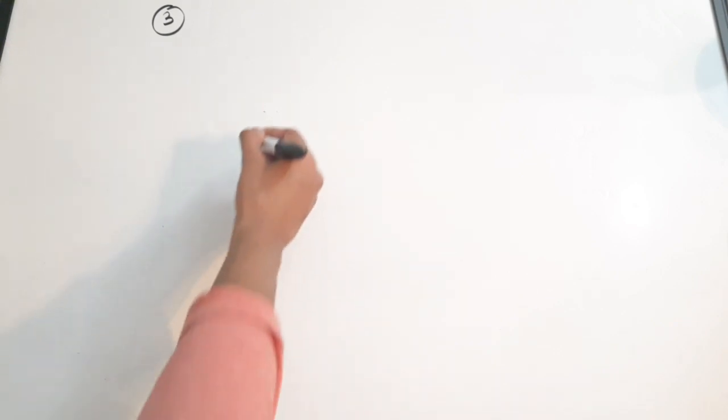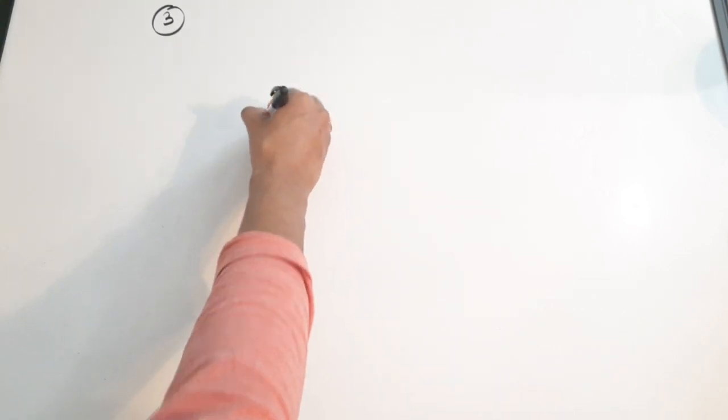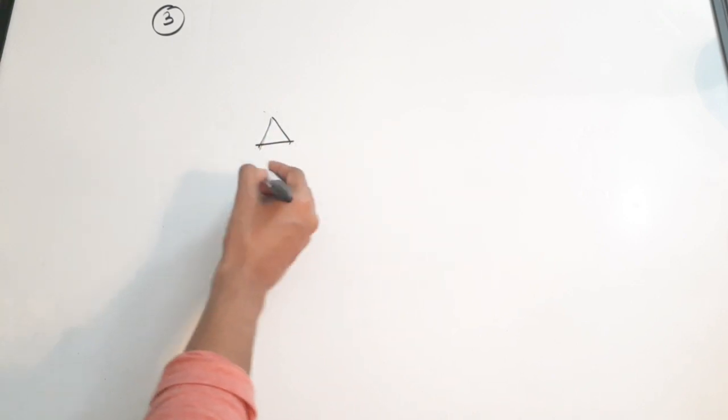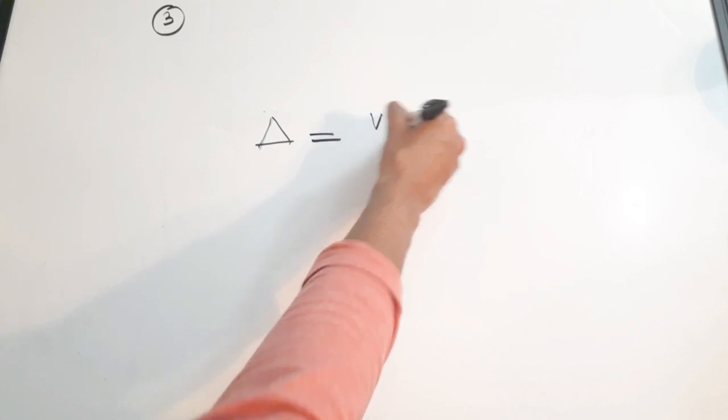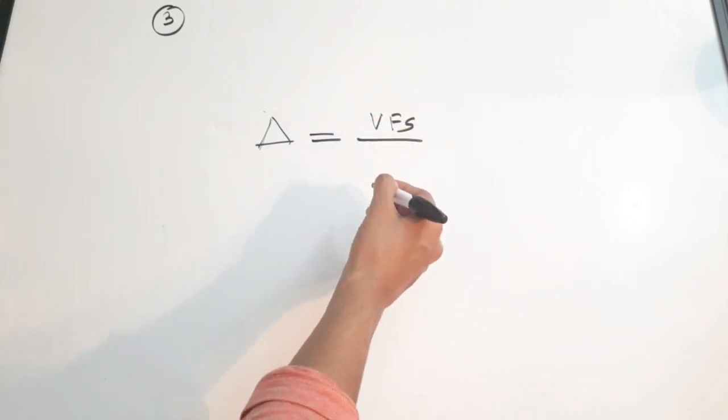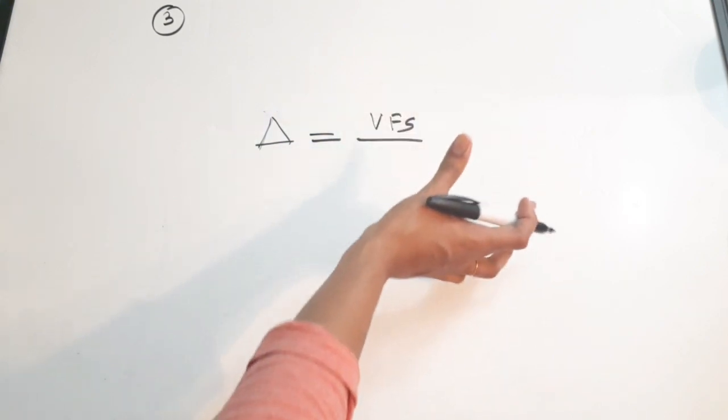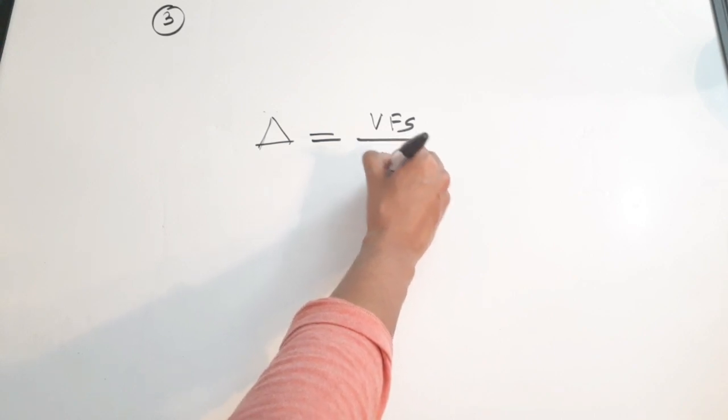You can call it delta. It is the quantization step size. You can use either this delta or this delta, but most commonly you will use only this delta. Delta is equal to full scale voltage VFS, or peak to peak voltage, divided by L, the number of quantization levels.